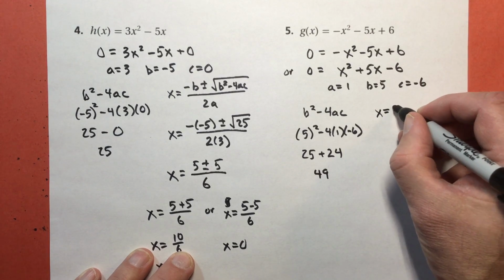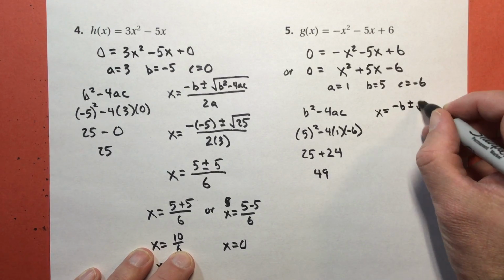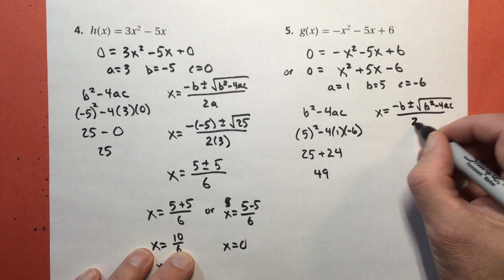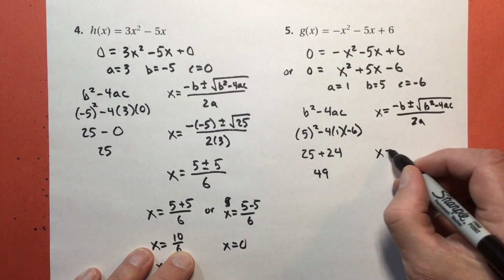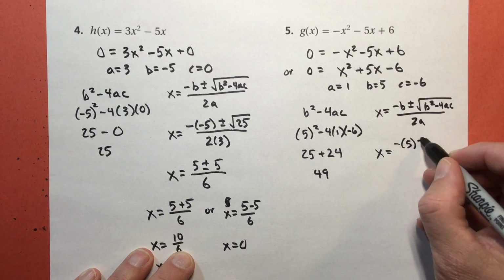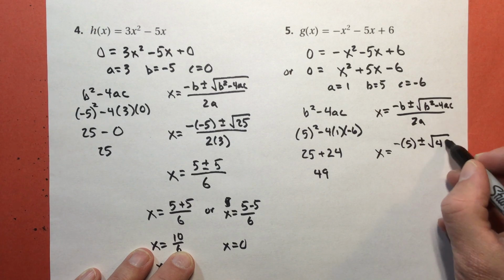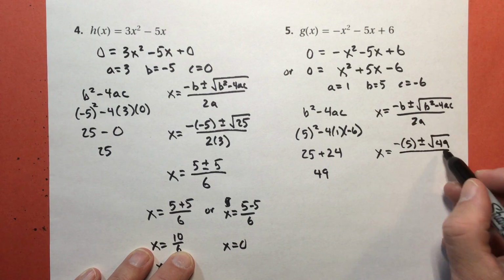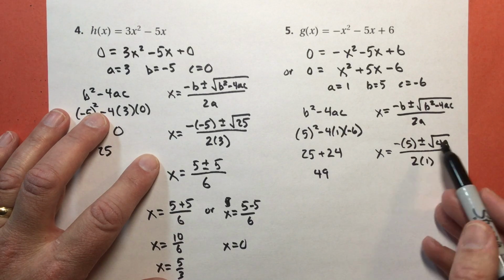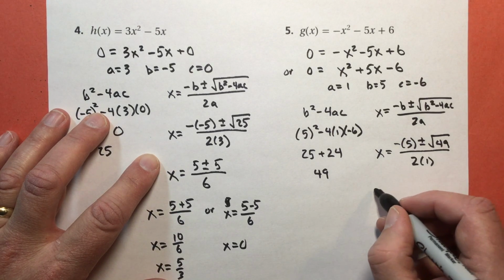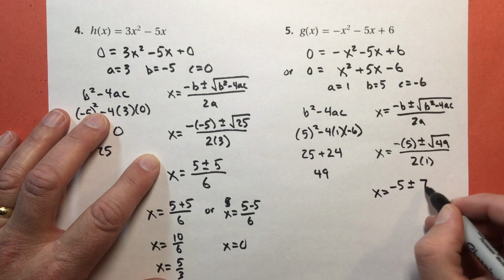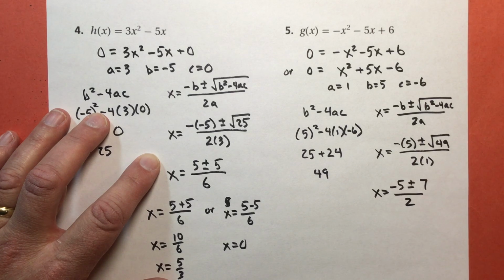My quadratic formula: negative b plus or minus the square root of b squared minus 4ac, divided by 2a. I get the opposite of b, which is the opposite of 5, plus or minus the square root of the 49 that I just figured out over there, all over 2 times 1. Opposite, simplify, multiply. So I get negative 5 plus or minus 7 over 2.